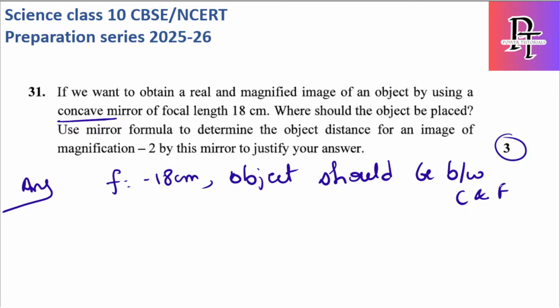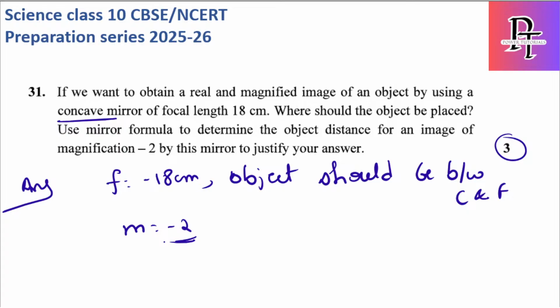Okay, use the mirror formula to get the object distance for an image with magnification of minus 2. Here the magnification value is minus 2. Okay, here they haven't provided the u and v values. In this question, u and v values are not given, only the magnification, that is the m value, is given as minus 2.